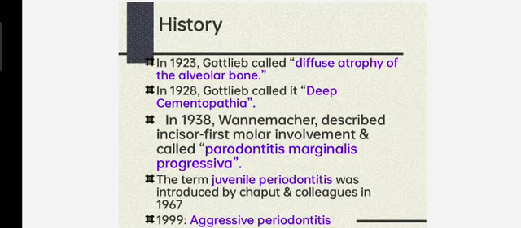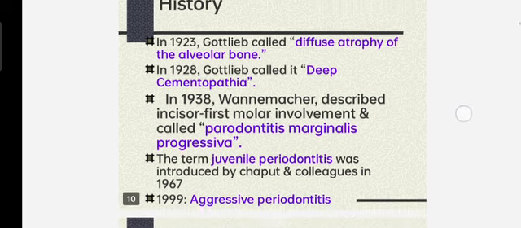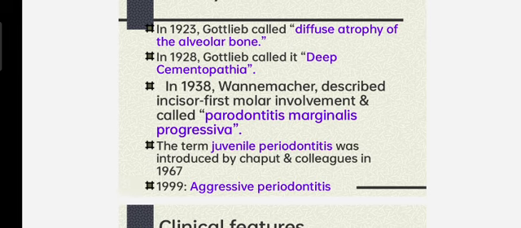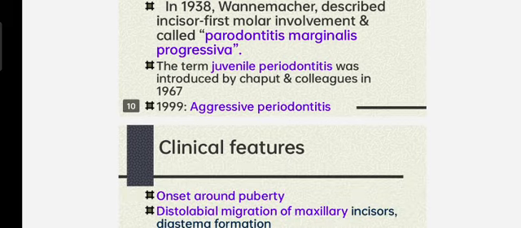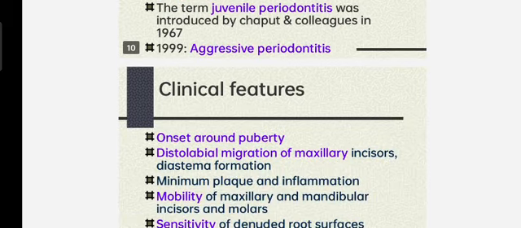Coming on to the history. In 1923, Gottlieb assumed that it is a disease associated with the alveolar bone and hence the disease was named as diffuse atrophy of alveolar bone. Later on, it was named as deep cementopathia and followed by periodontitis marginalis progressiva. In the year 1967, it was named juvenile periodontitis. In 1999, it was named aggressive periodontitis.